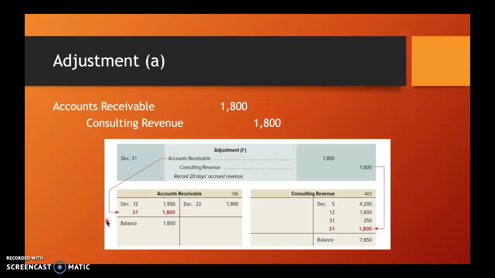To record this, we would credit consulting revenue for $1,800 because it's a credit normal balance, and debit accounts receivable for $1,800 because we're going to be receiving that amount in the next period. So it's an accounts receivable, which is an asset. And you can see where those amounts go down here. So this is for the 20 days. The rest of the 10 days will be recorded as revenue in 2018.